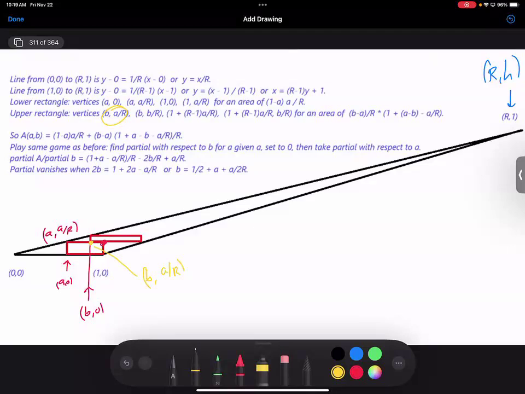And the next one, B over r, is just going all the way up to here, and still has the same x-coordinate. So now this one over here is going to be B over r. This point down here and this point down here, we know what their x-coordinates are. We just have to find their y-coordinate.